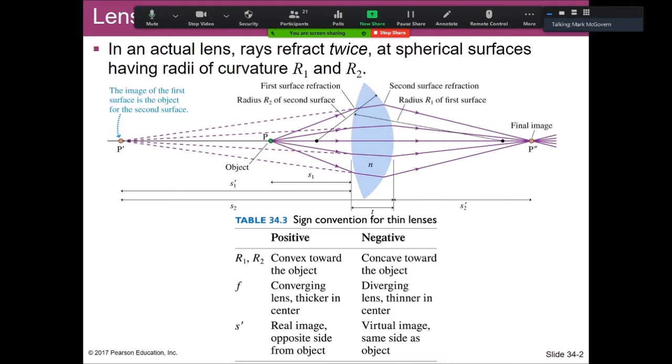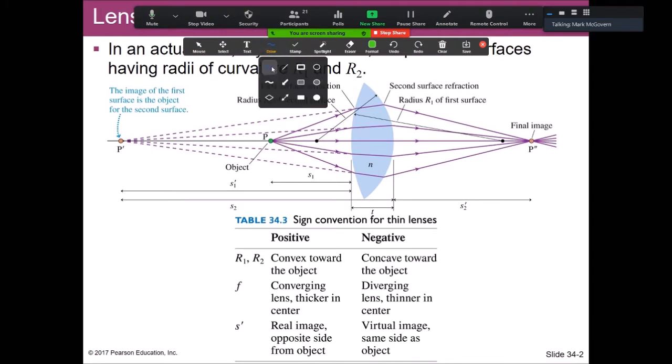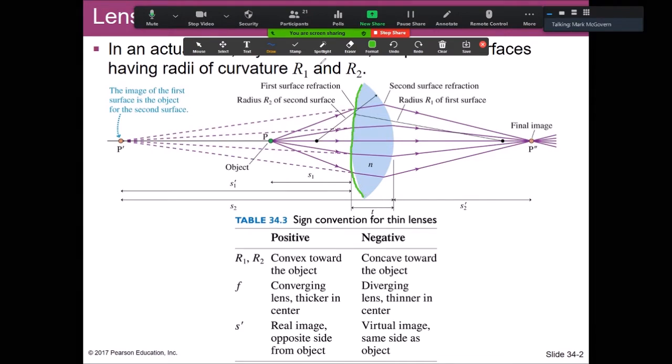I kind of hinted at this in the last class, but the idea is that refraction is occurring twice, technically, in these lenses. There's a surface 1 and a surface 2. Now the first surface, right, is the one that's right here. Let me annotate this. The first surface is the first one that the light encounters.